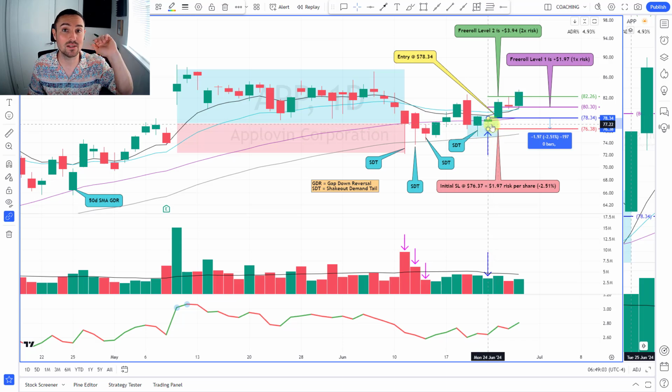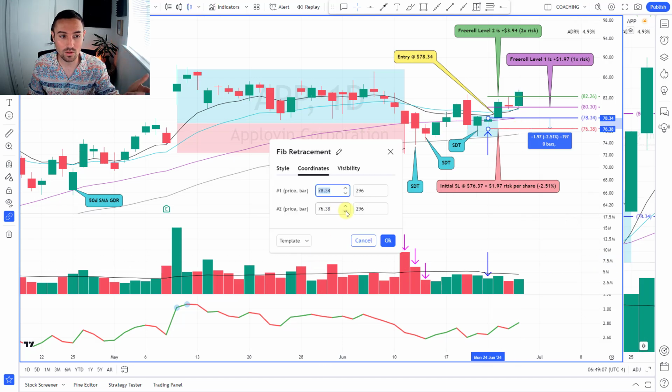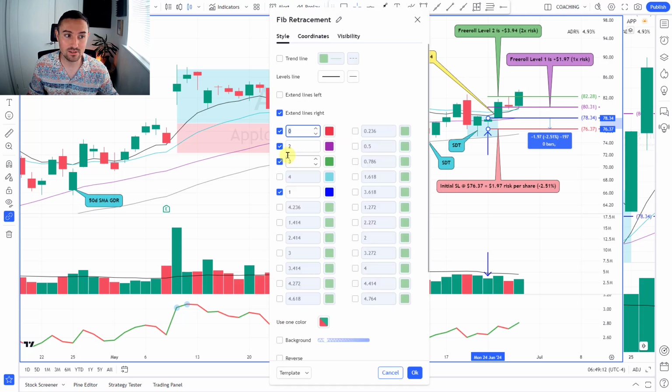So I've now snapped it to the high, snapped it to the low. But what I want to do is just bring the bottom down 1 cent like this. That then sets that up there. Now here is then what I do. Go into the style. Okay, 0 is going to be my stop loss level.